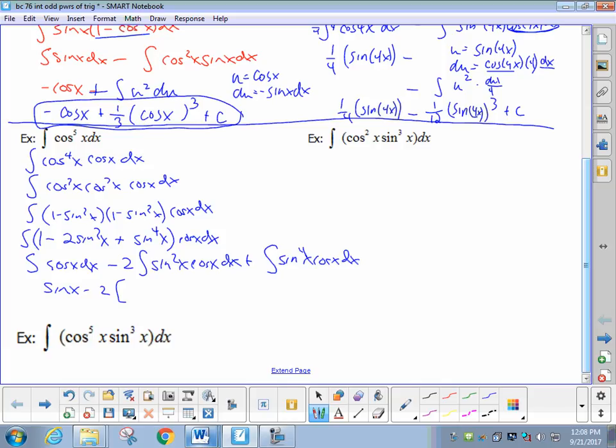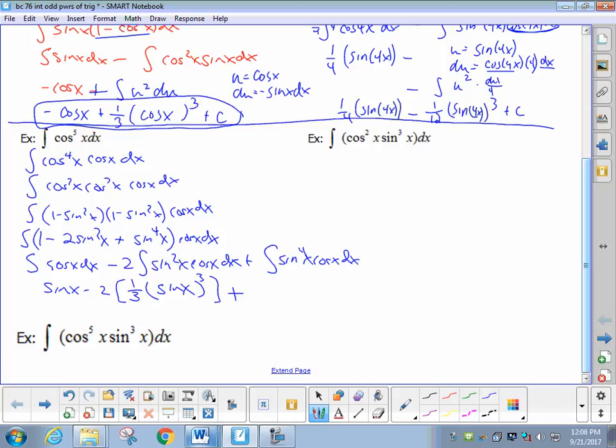Let's not use that. Let's just mentally use that. What would your u be? Sine. What's your du? Cosine. So you have perfectly set up u squared du. So the antiderivative is 1/3 sine cubed. Right? Yep. Okay.